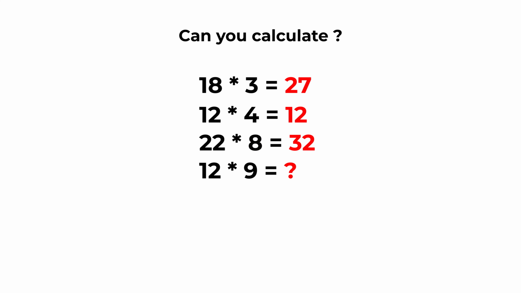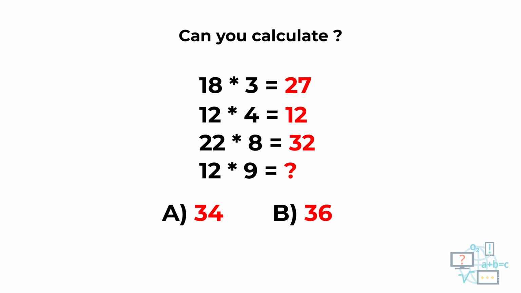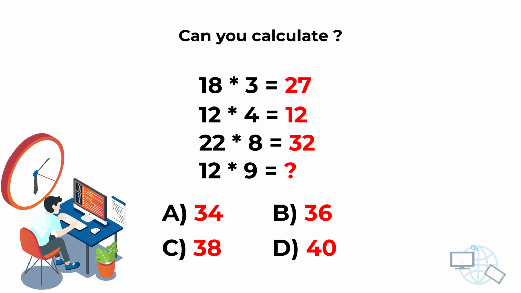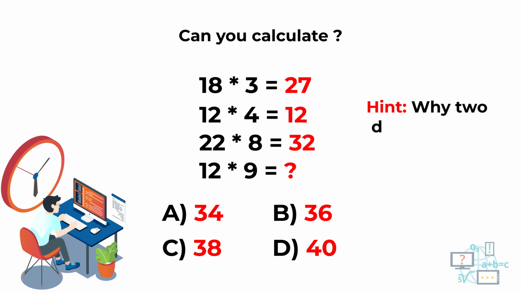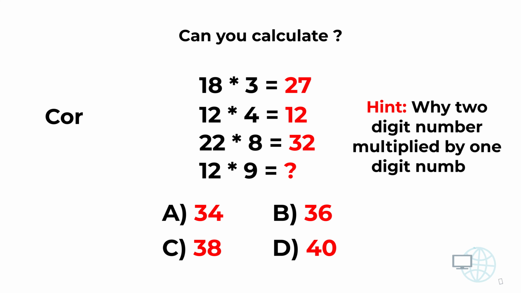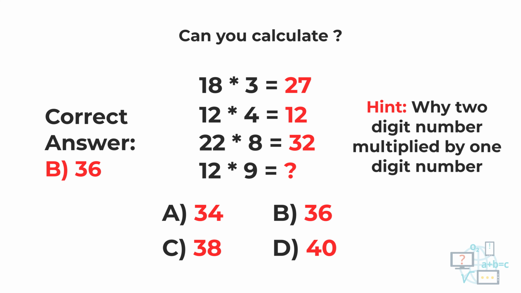You have 4 different choices. Choice A, 34. Choice B, 36. Choice C, 38. And choice D, 40. Do you see the answer? Give yourself a little bit of time because the answer may not be obvious. I'm going to give you a quick hint. Do you know why it's always 2-digit number multiplied by 1-digit number? The correct answer here is choice B, 36.